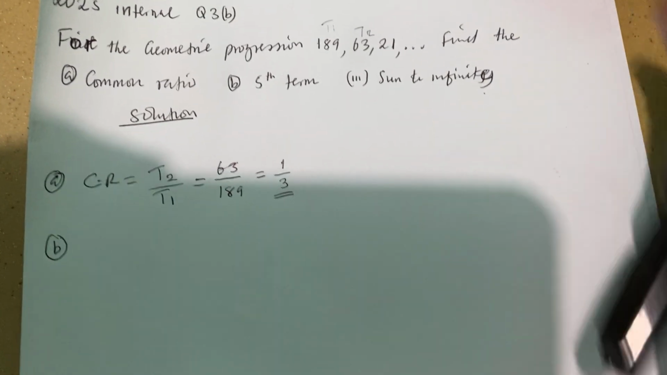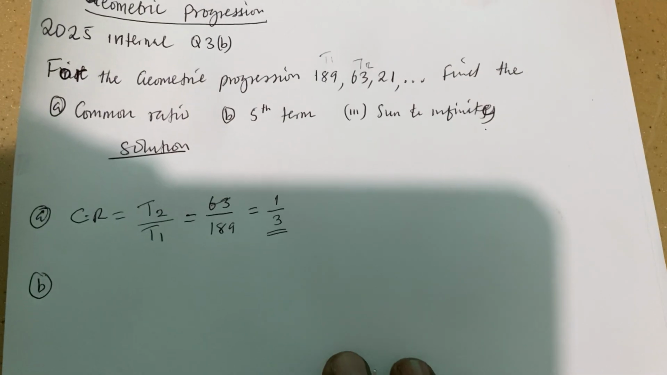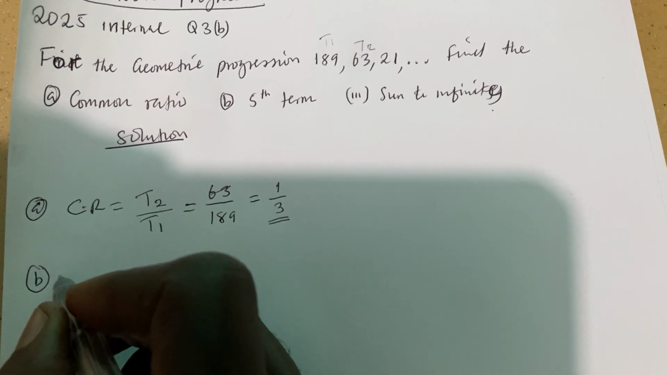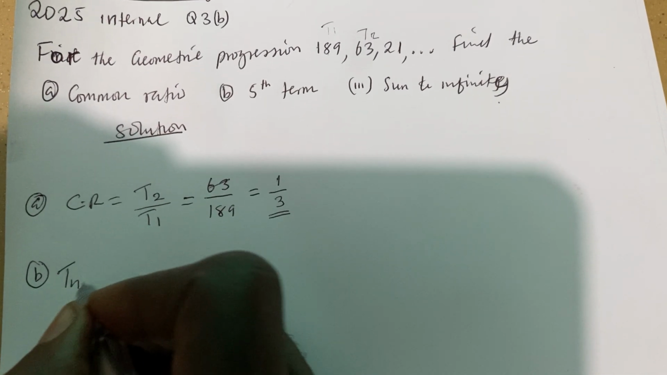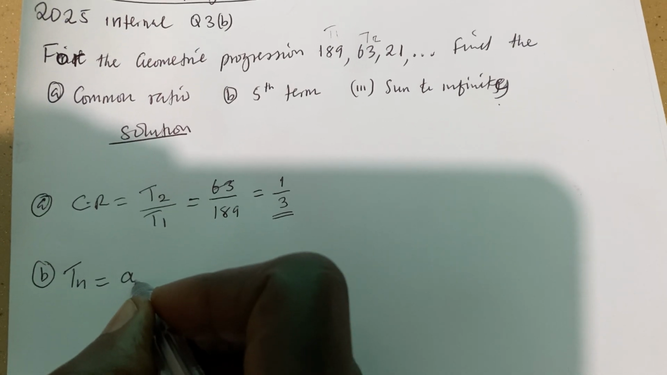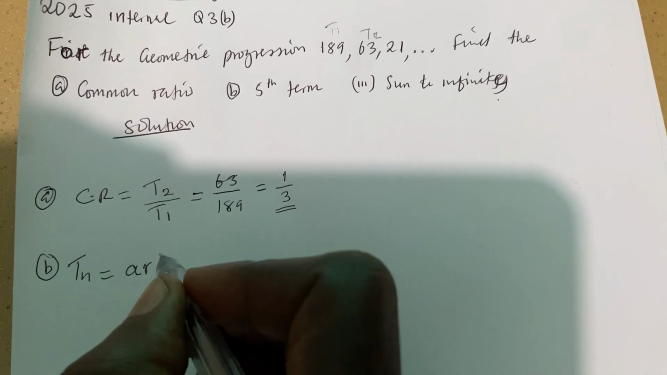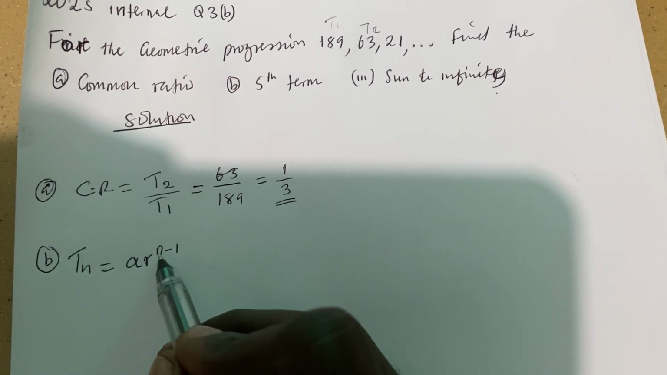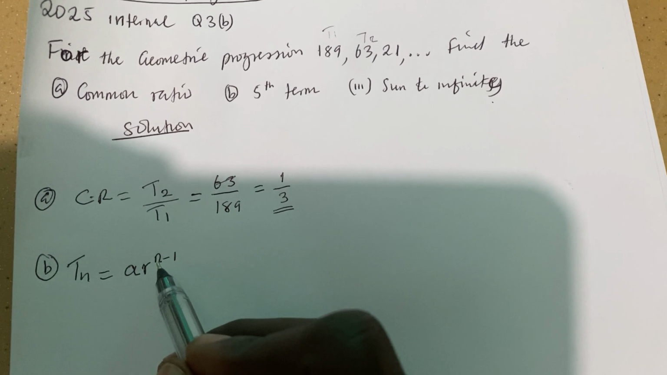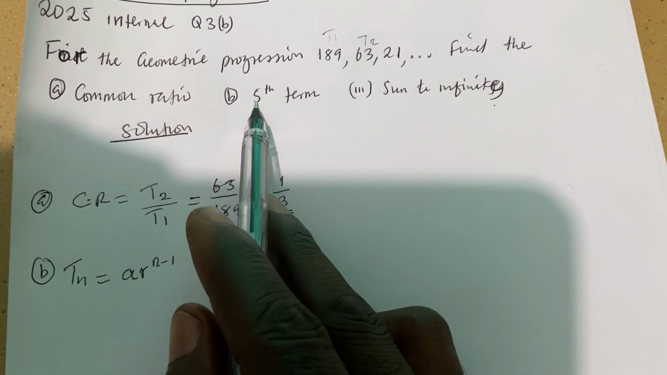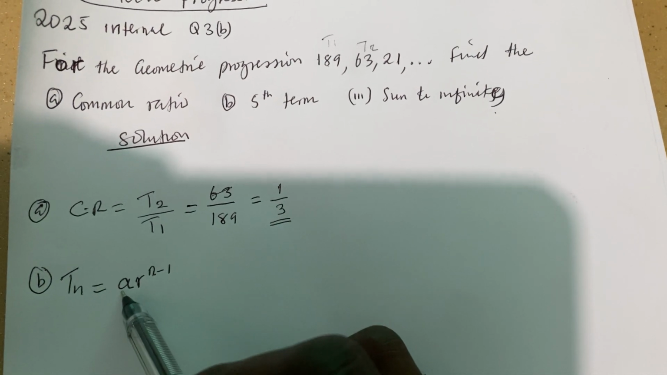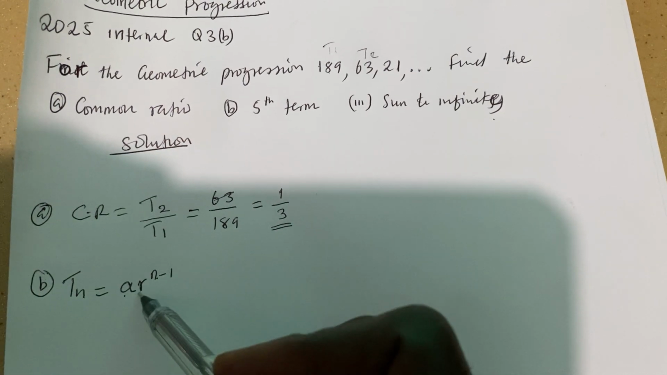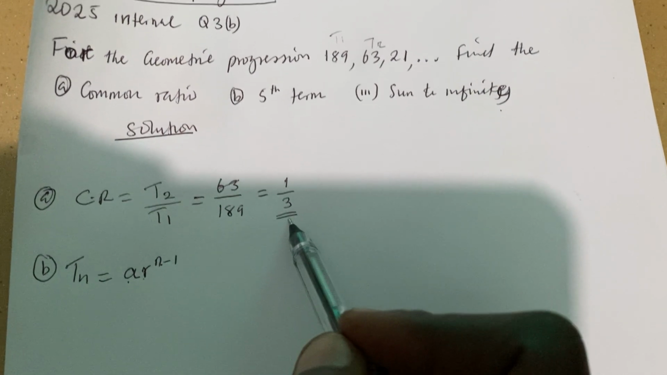Question B is saying we are supposed to find the fifth term. So the formula for the fifth term, we say Tn is equal to the first term times the common ratio to the power n minus 1, where n represents that term. In this case, n represents 5. And A is the first term, which is 189. Then R, we have solved it here.